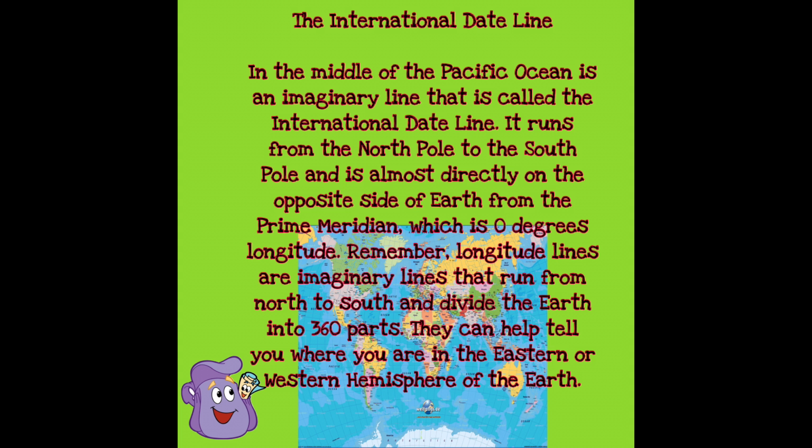The international date line in the middle of the Pacific Ocean is an imaginary line. It runs from the North Pole to the South Pole and is almost directly on the opposite side of the Earth from the Prime Meridian, which is the 0 degrees longitude. Remember, longitude lines are imaginary lines that run from north to south and divide the Earth into 360 parts. They can help tell you where you are in the eastern or western hemisphere of the Earth.